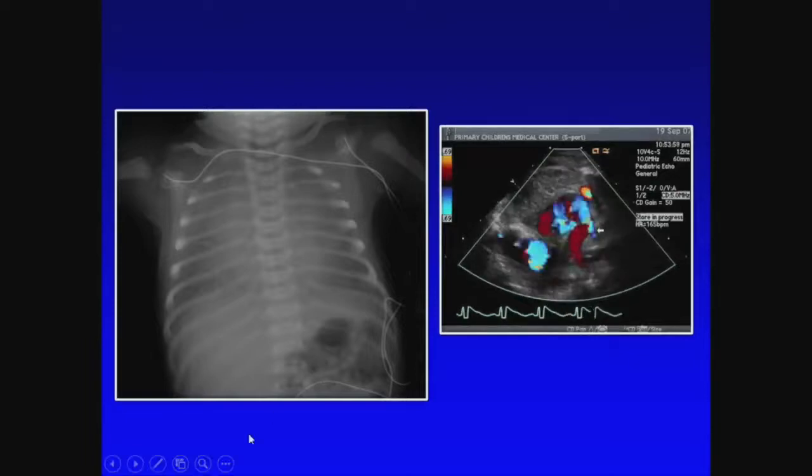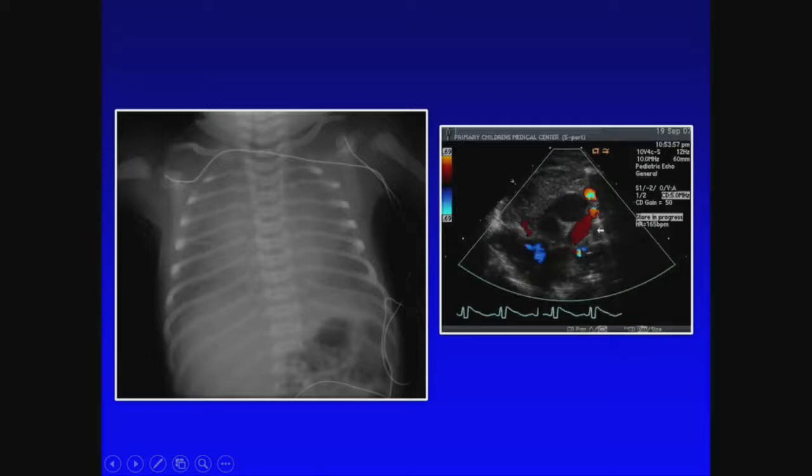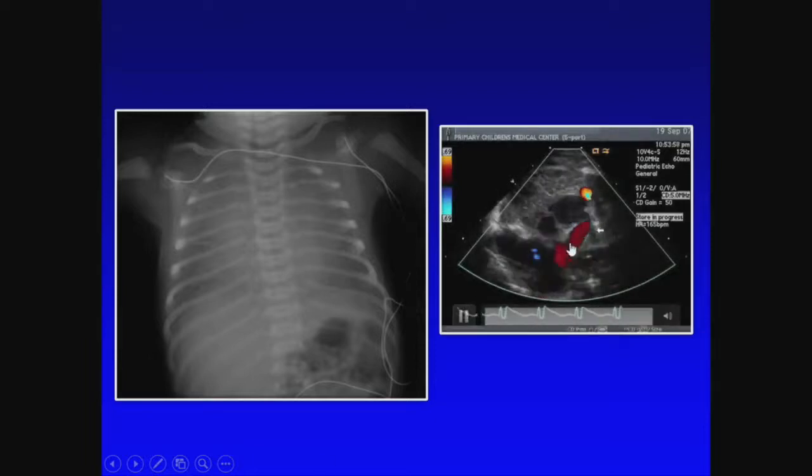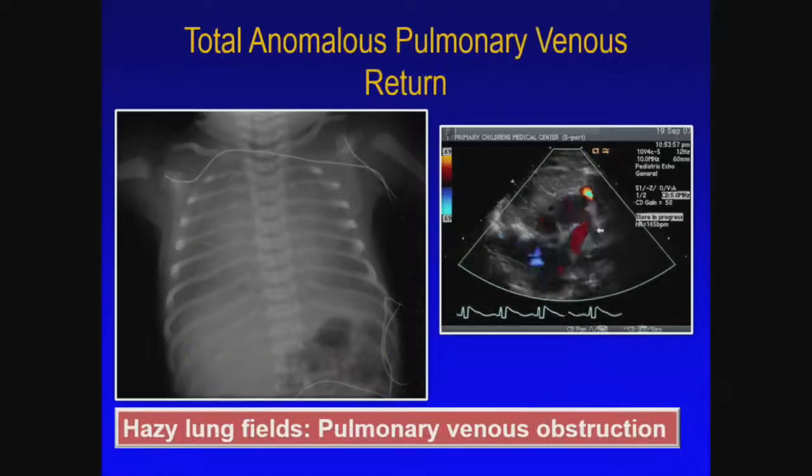You see this picture in your board. You see that X-ray, and that picture, you see this red flow in the crab view going up towards the neck from the pulmonary veins. You have to get this. If you don't get this, I will feel really bad, okay? So this is TAPVR, okay? Hazy lung fields, pulmonary venous obstruction. Think about pulmonary venous obstruction, okay?